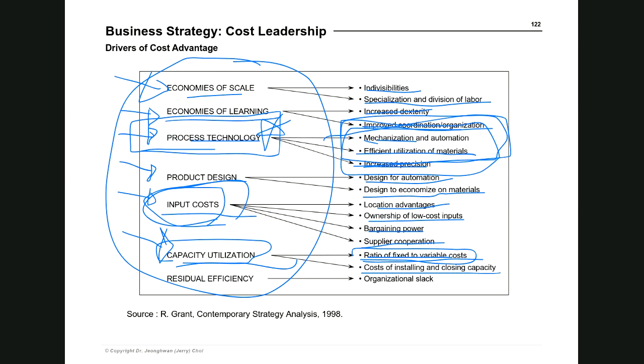And somebody said, okay, so you just stop the oil producing. No, I would not, because I think about the future price. Okay, good. And another way of reducing the cost is residual efficiency, organizational slack or something. Okay, that is people. So yeah, there are 10 people in a team.